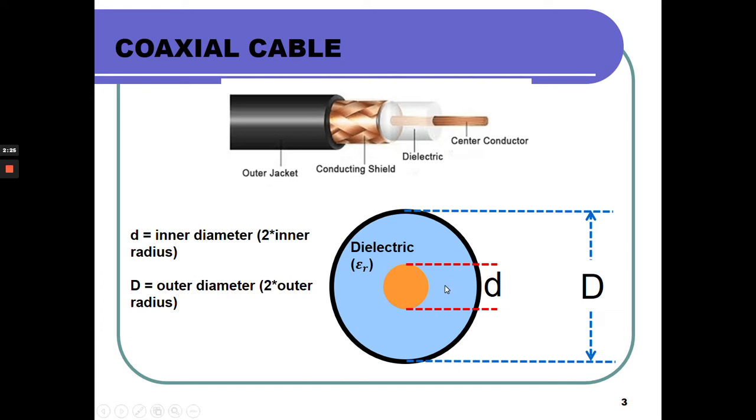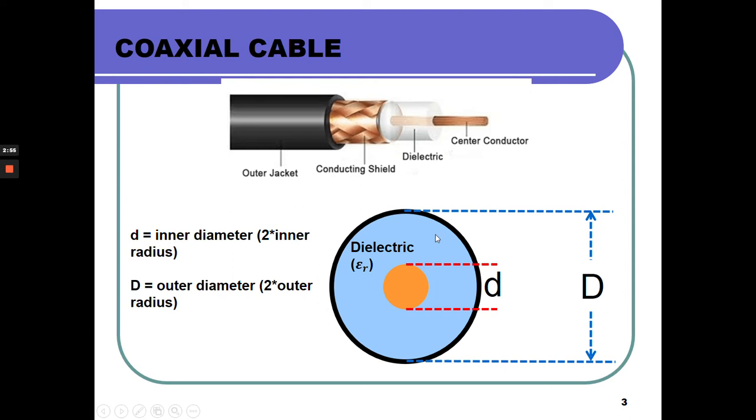Okay, where we can find 3 parameters basically. One parameter is ER, another parameter is the inner diameter. Inner diameter is basically related to the inner radius; it is twice the inner radius. You know it, but I just mention it so that later on you don't get confused if the radius is given. And then the outer diameter, which is twice the outer radius.